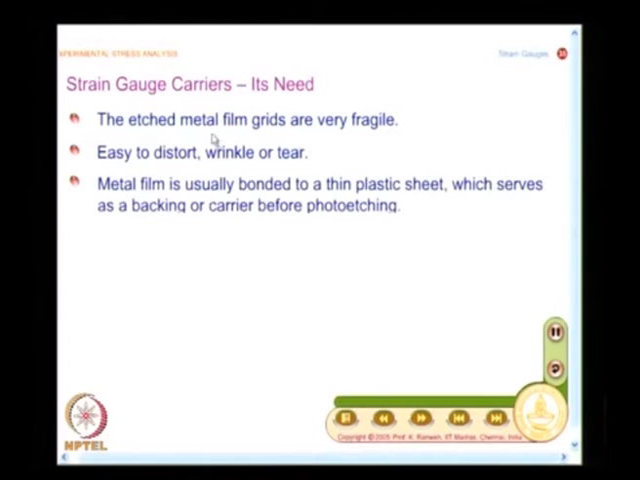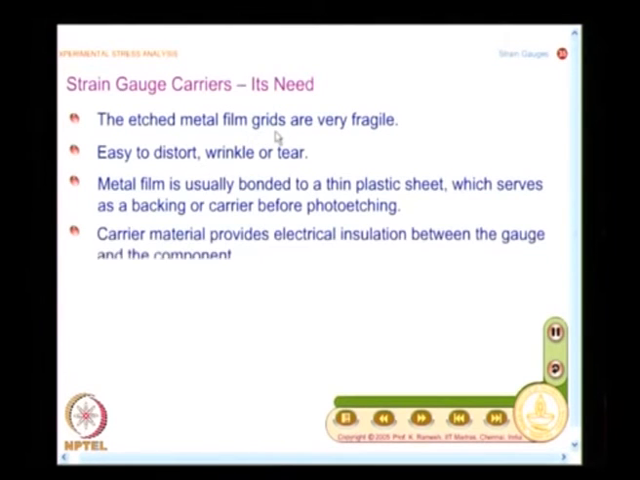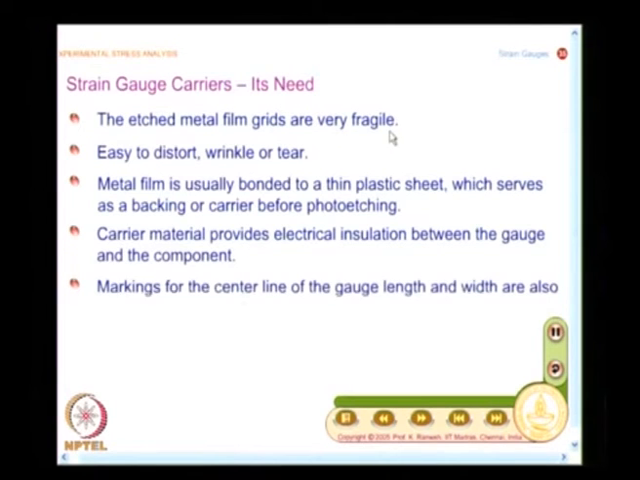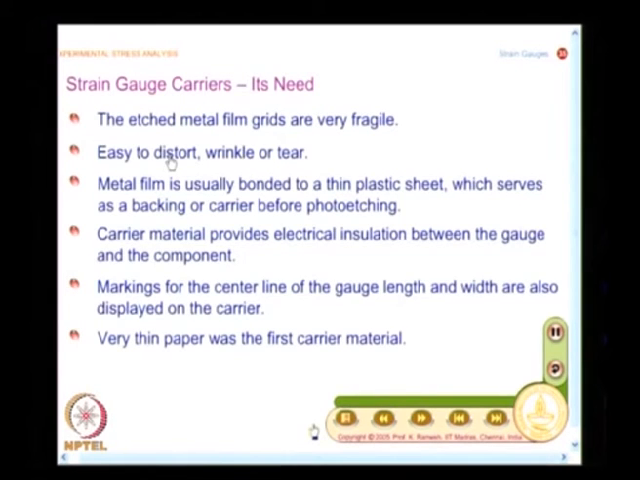Though we use a metal film, they are very, very thin and very fragile, so they are easy to distort and you need a supportive backing. What you find is that metal film is usually bonded to a thin plastic sheet which serves as a backing before photo etching. And what is the role of the carrier material? It provides electrical insulation between the gauge and the component.